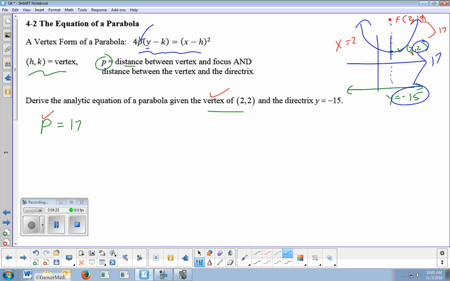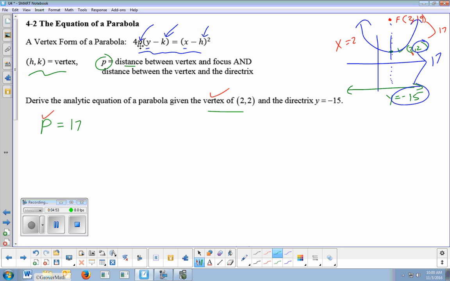Y stays Y, X stays X, because the equation of a parabola has a Y and X. So don't replace those with anything. You replace the P with your distance value, and you replace H and K with your vertex coordinates. The X is H, the Y is K. So remember, the Y's are on the left here, the X's are on the right here. But this whole thing could be flip-flopped if we wanted to. We know the left equals the right, but this is just how it is presented to us.